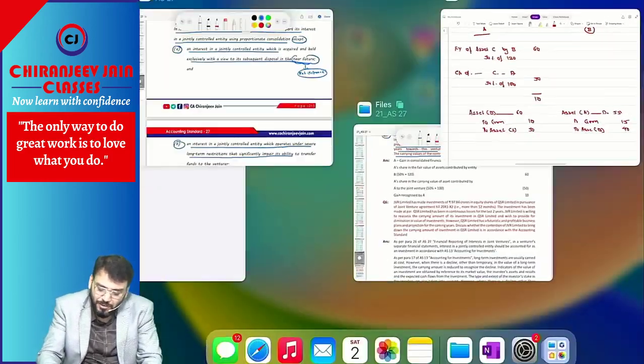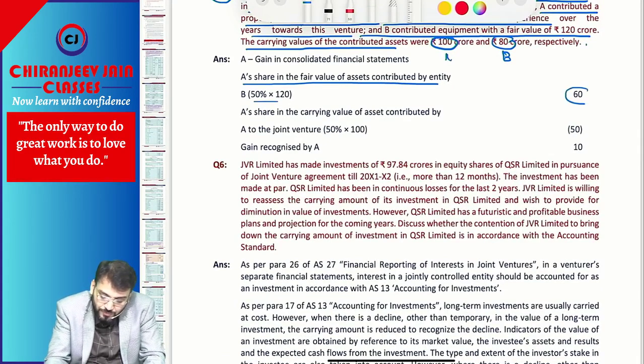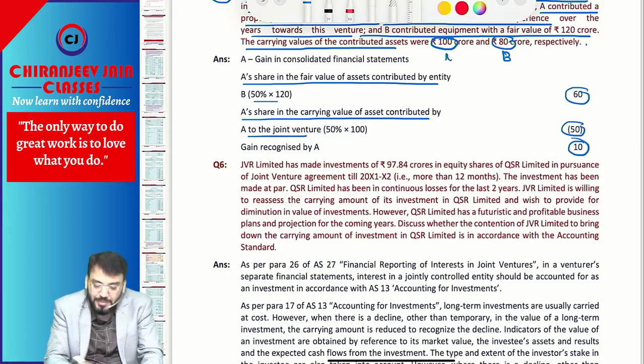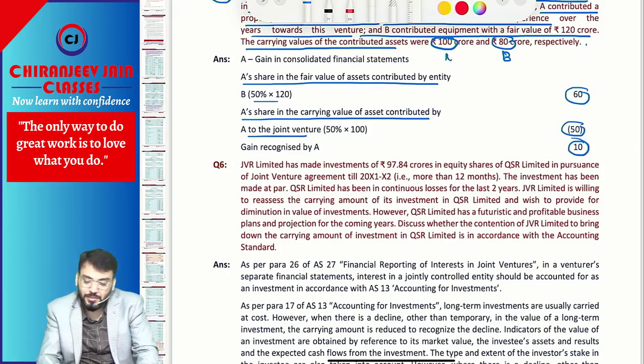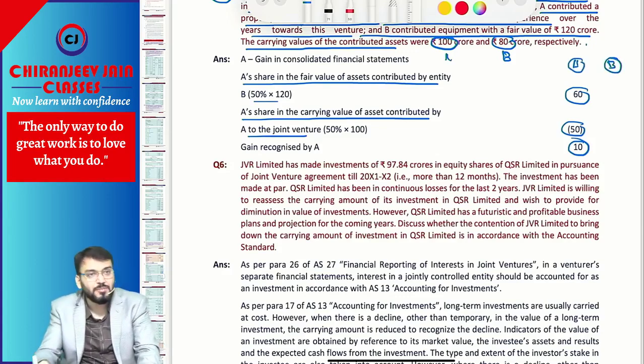Correct. So in the exam, you write this way. A's share in the fair value of asset contributed by entity B. Understood? 60. A's share in the carrying value of asset contributed by A to the joint venture. That is 50. The difference becomes gain. In the exam, write this way. This they have done only for A, but we can do it for B also. Just reverse it.